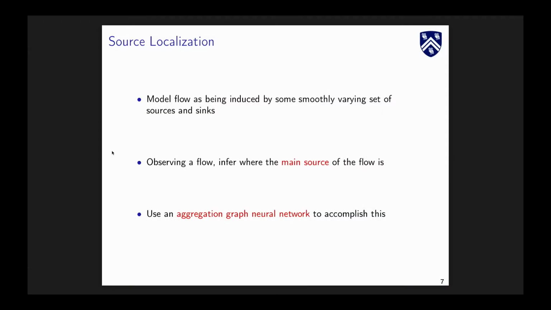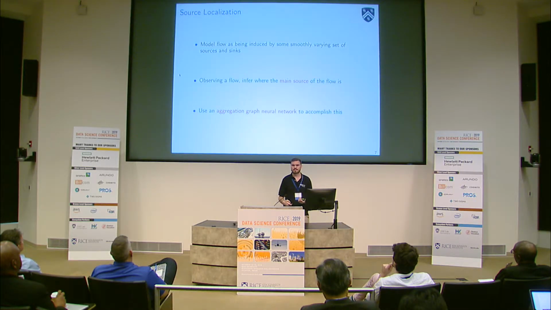Okay, so now with this tool we can talk about a couple problems to solve. The first one we consider is that of source localization. In source localization, we model a flow as being induced by some smoothly varying set of sources and sinks. We get to observe a flow and we want to figure out where it's coming from. And so we use a neural architecture called an aggregation graph neural network to accomplish this.